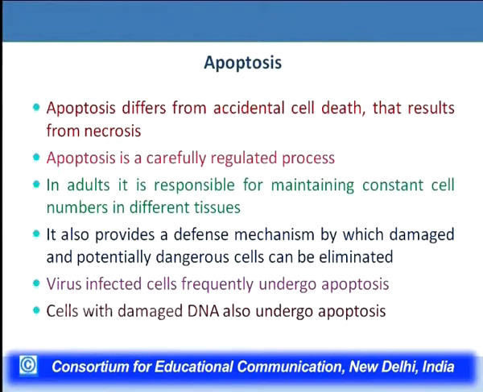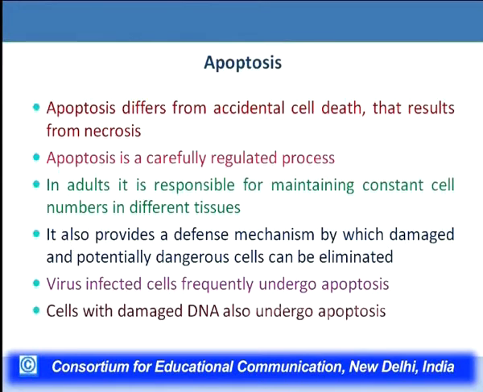Now as I have already told, apoptosis or the programmed cell death differs from accidental death, because in accidental death there is immediate injury or death of the cells, whereas in apoptosis or programmed cell death, a specific chain of events will occur which will cause the death of the cell.